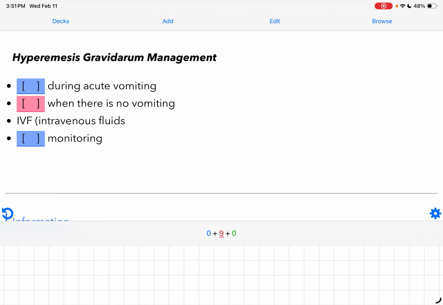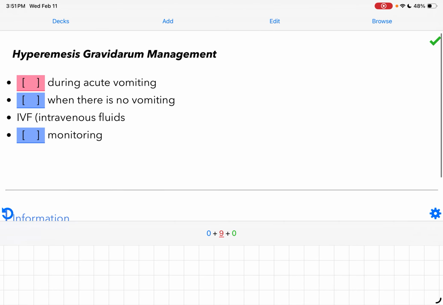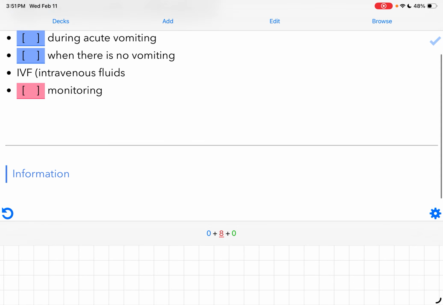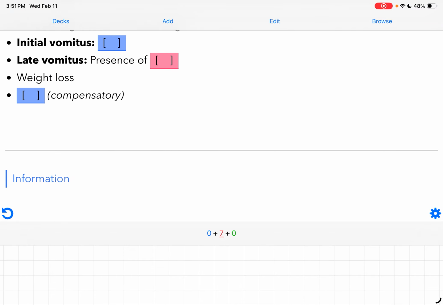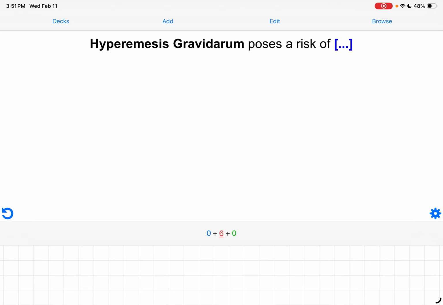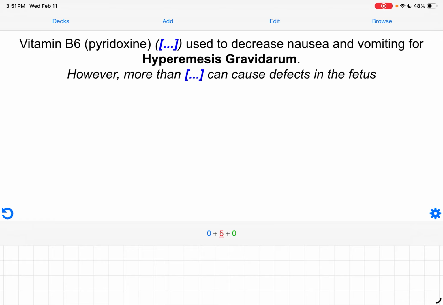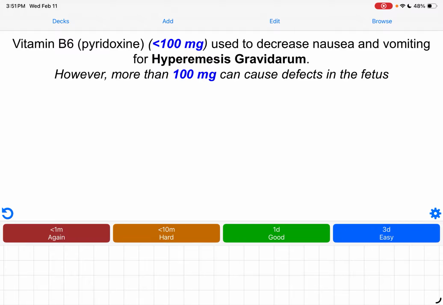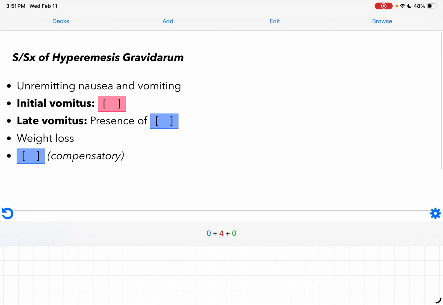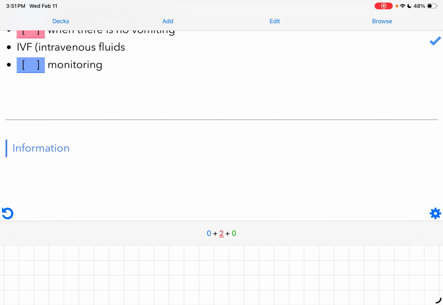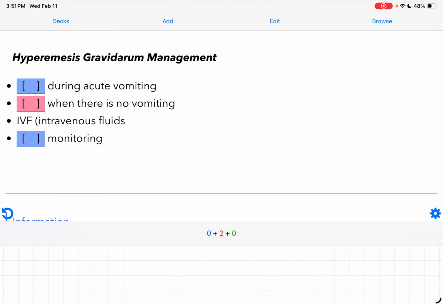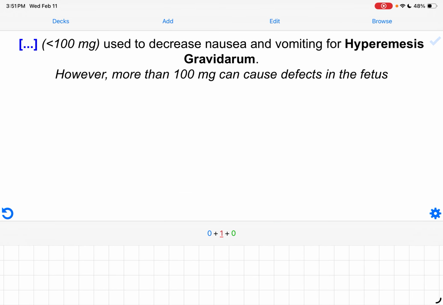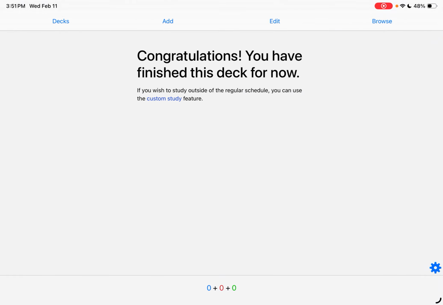When there is no vomiting, SFF. I&O monitoring. Presence of bile. Poses a risk of electrolyte imbalance. 100 mg. Initial vomitus is undigested food. Tachycardia is the compensatory. When there is no vomiting, SFF. Pyridoxine.